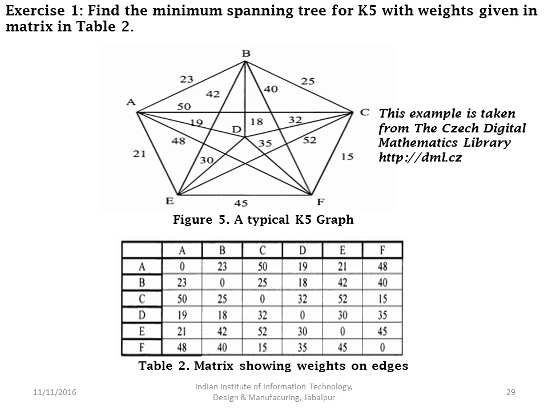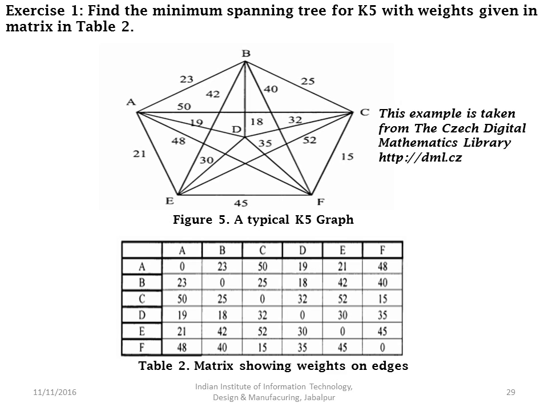So now it's a time to take an exercise. So find the minimum spanning tree for K5 with weights given in the matrix in table 2. So K5 is a complete 5 graph which is having 5 vertices A, B, C, D, E, and the edges are given with their corresponding weights assigned to them. So from this we have to find out the minimum spanning tree.